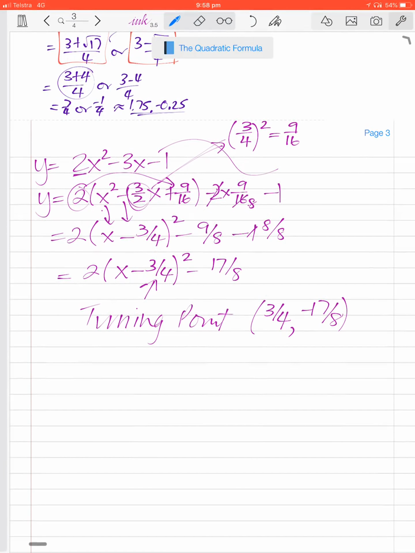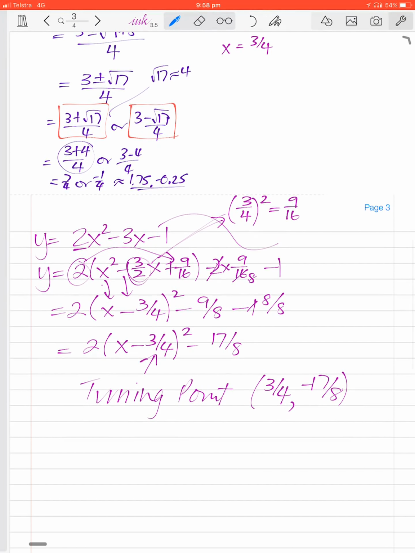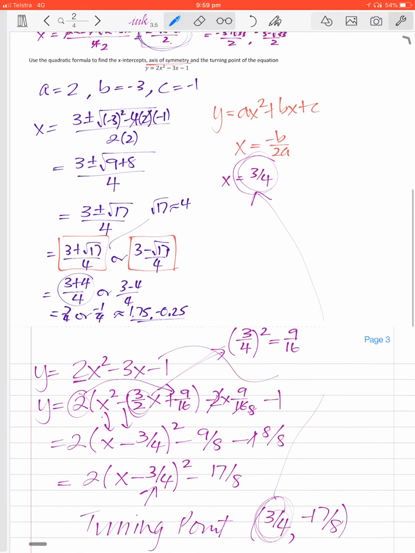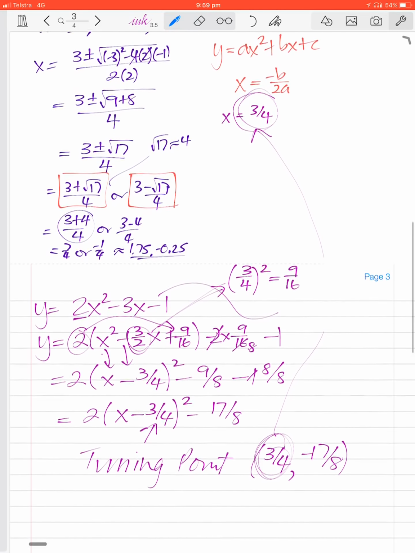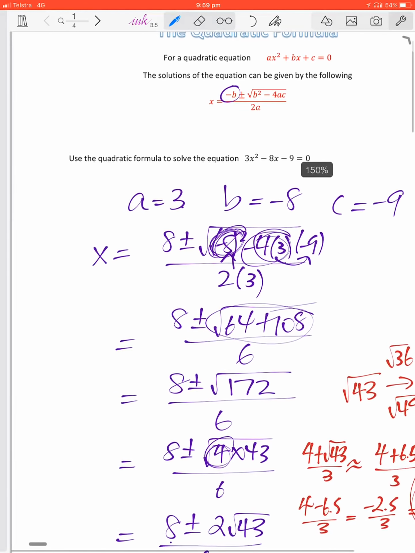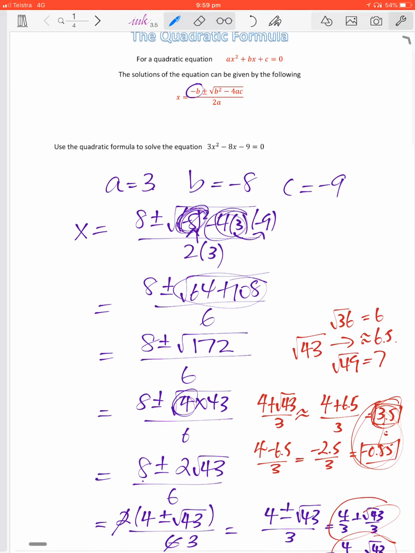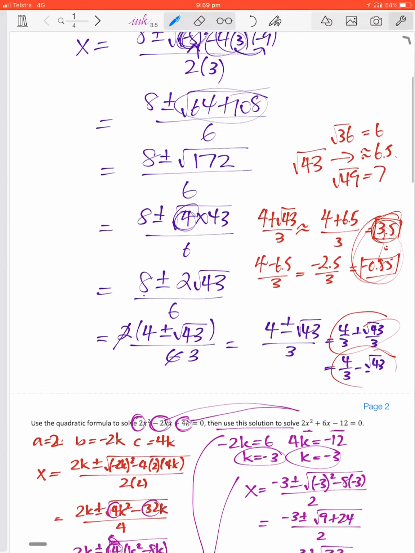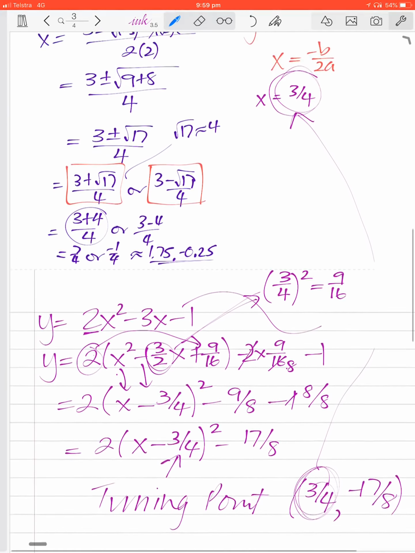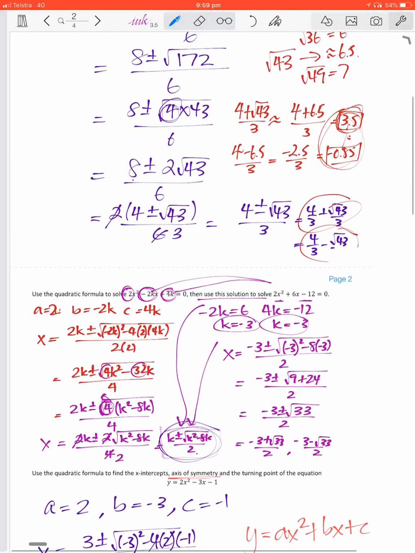And you also know that your x value of your turning point is also your axis of symmetry, which we found up here. So everything matches up, like it all works. But remember, you can always use a quadratic formula to find your x-intercepts. There are cases where it doesn't work, but we'll talk about that in class next time, where we introduce the discriminant.